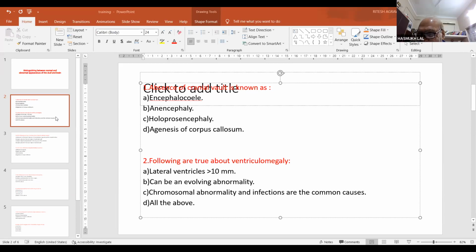So this is the natural sequence of events, and Arnold-Chiari malformation type 2 is actually a natural consequence of an open neural tube defect. This means that there is a herniation of the posterior fossa contents through the foramen magnum, and therefore it results in the classical Arnold-Chiari malformation and the ventriculomegaly.